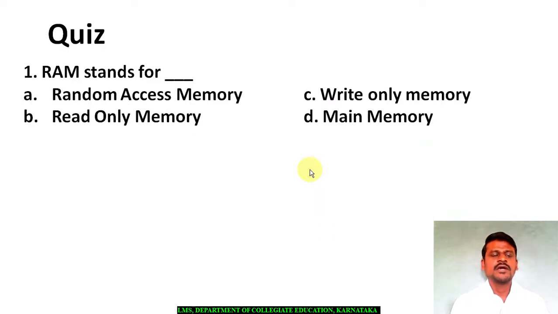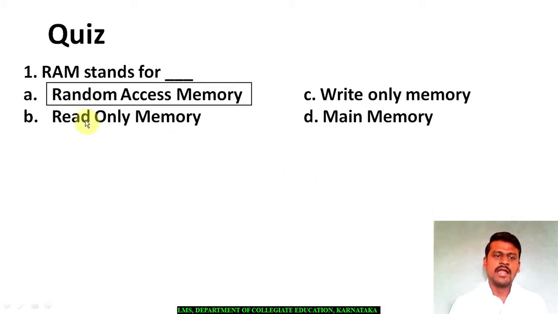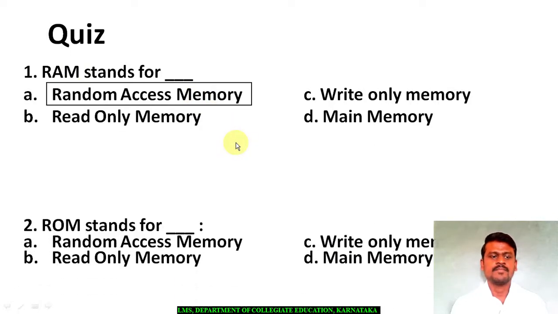First question, RAM stands for: option A, random access memory; option B, read only memory; option C, write only memory; option D, main memory. Any guesses? Answer is random access memory. You can see here R means random, A means access, M means memory.